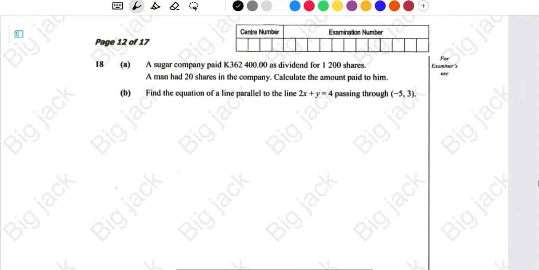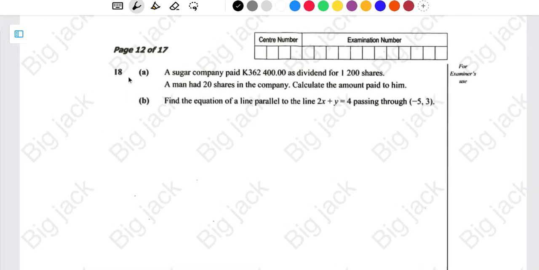This is question 18. It says a sugar company paid 362,400 as dividend for 1,200 shares. A man had 20 shares in the company. Calculate the amount paid to him. So the man who had 1,200 shares got paid this amount. What about the man who has 20 shares?